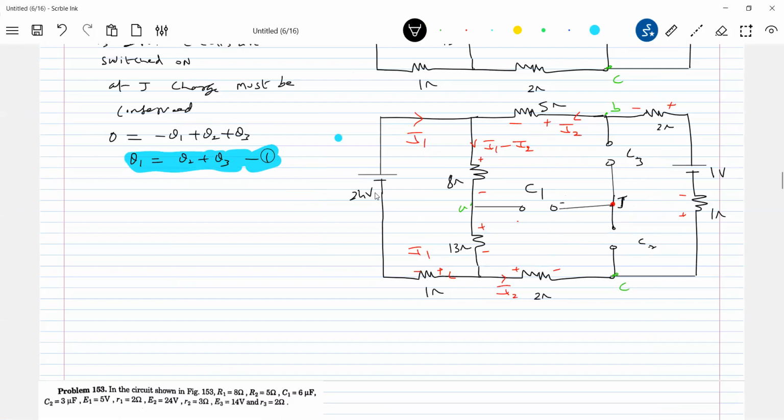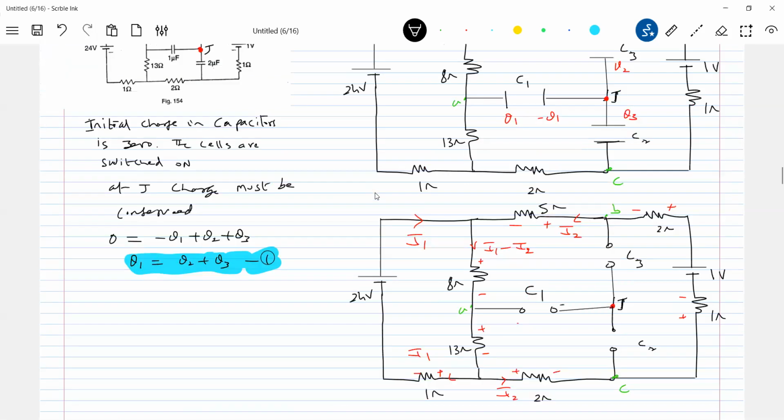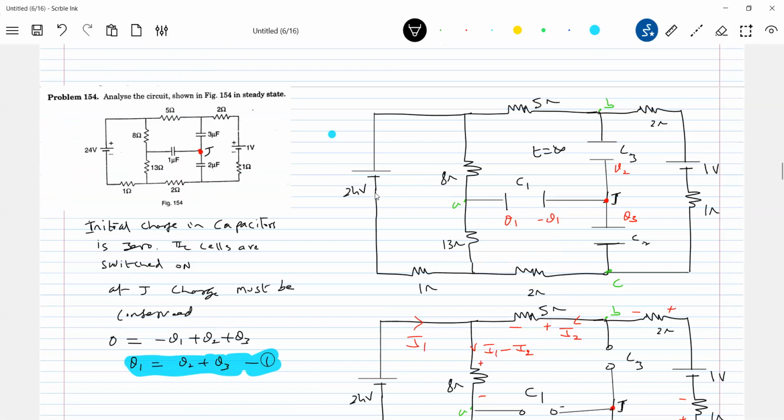Sir, when are we supposed to replace the capacitor with an open circuit, and when are we supposed to replace it with a cell? Here it is at steady state, after a long time, and we are discussing the problem after a long time. In the first circuit, it's steady state only. To make clear that at steady state no current flows, that's why I'm showing the second diagram. Both the circuits are at t equal to infinity.